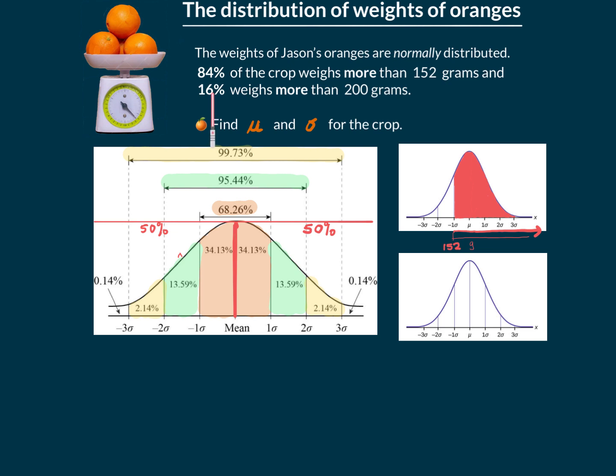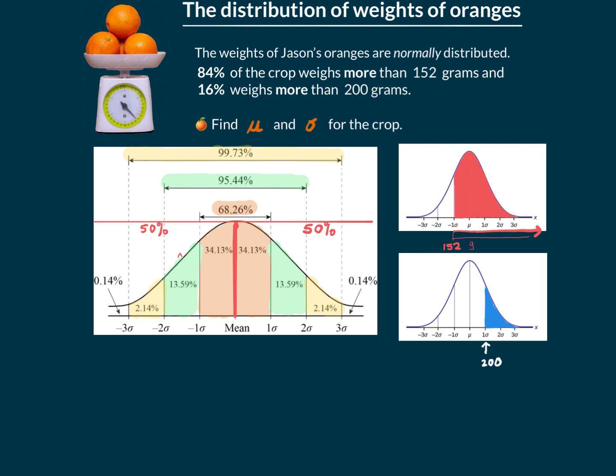To look for the 16% of the weights which are more than 200 grams, we will have to look at the right-hand side of the tail and add them up to 16%. So we see that there is a 14 here and there's a 2. These 2 will add up to 16%. So I can color in everything from the first standard deviation onwards in blue. And this tells me that my first standard deviation is going to be 200. So I have now enough information to be able to find the mean and the standard deviation.